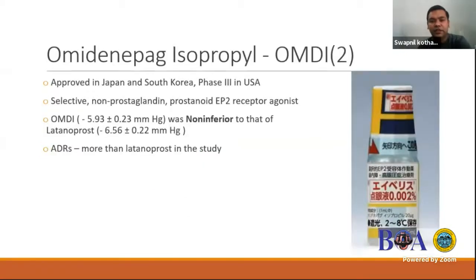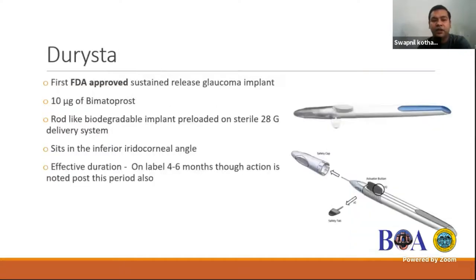The second drug which is in the pipeline, which has been approved in Japan and South Korea, is omidenepag. It's a selective non-prostaglandin prostanoid EP2 receptor agonist, and it has been shown to be non-inferior to latanoprost, however, has significantly more ADRs as compared to the same.